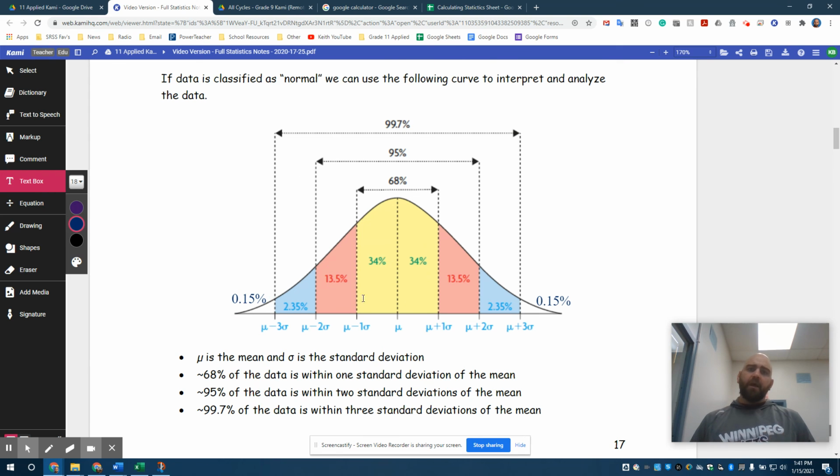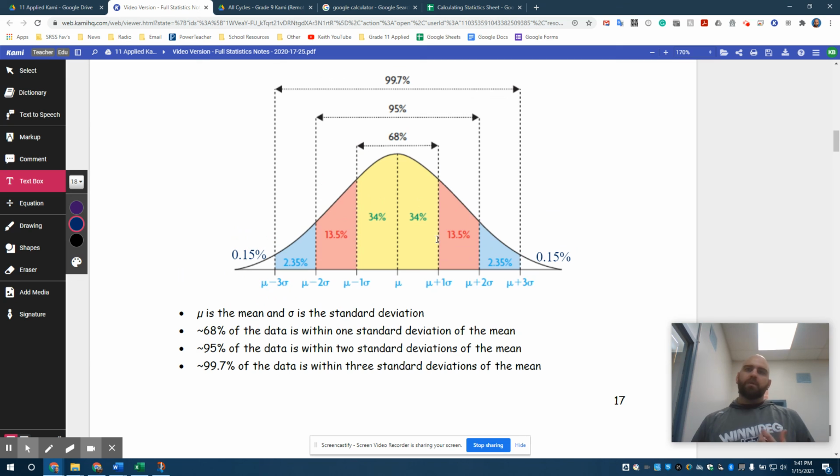So this curve here represents normal, and we can use this curve to understand how many data points or people fit into a certain range, based on a set population.